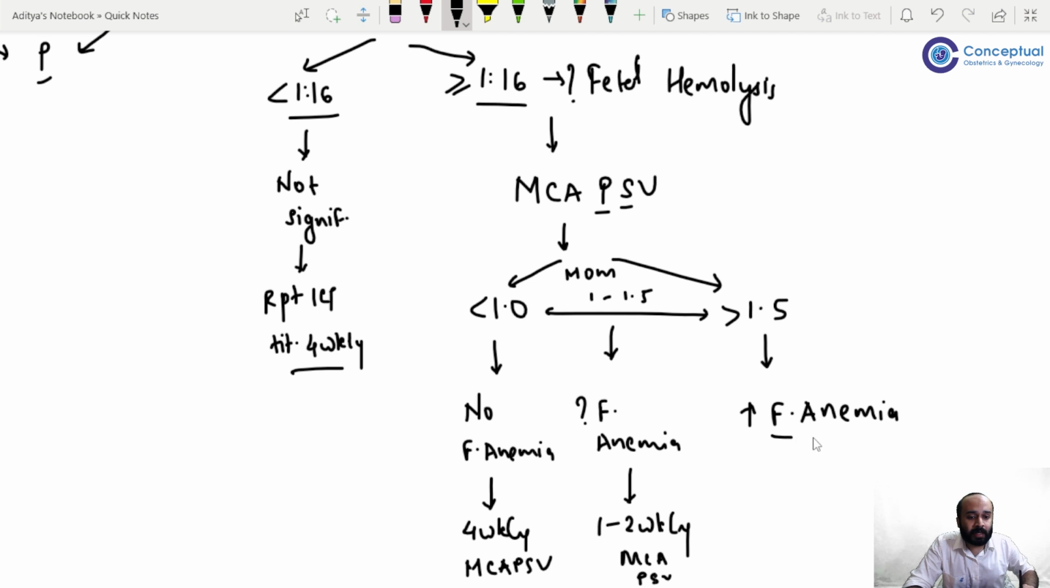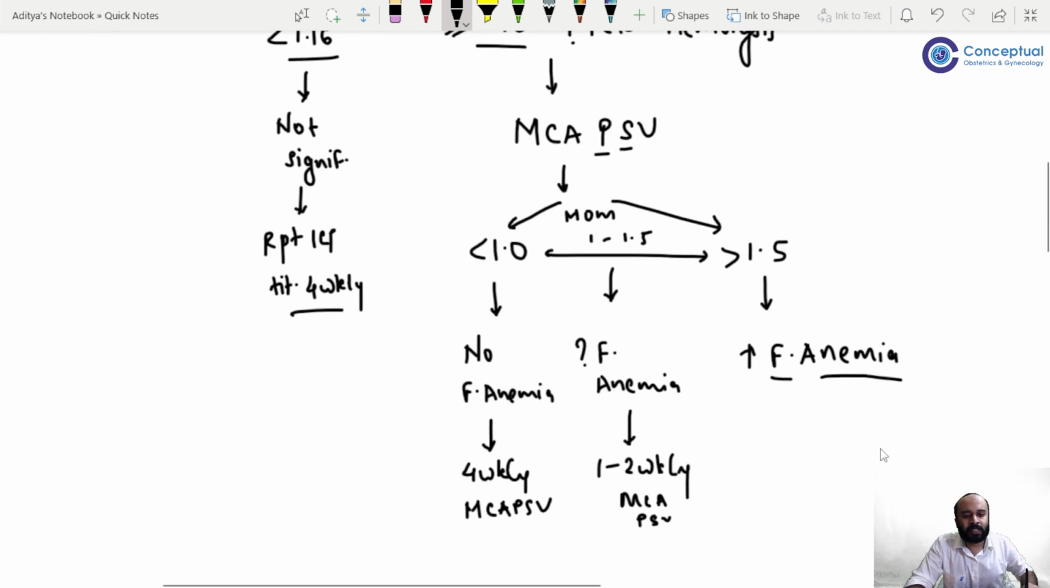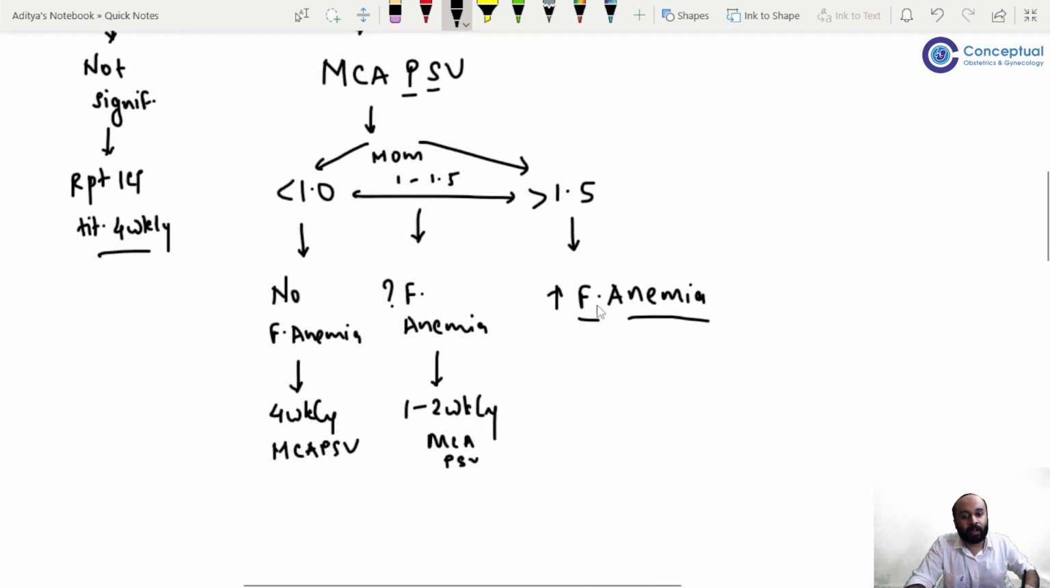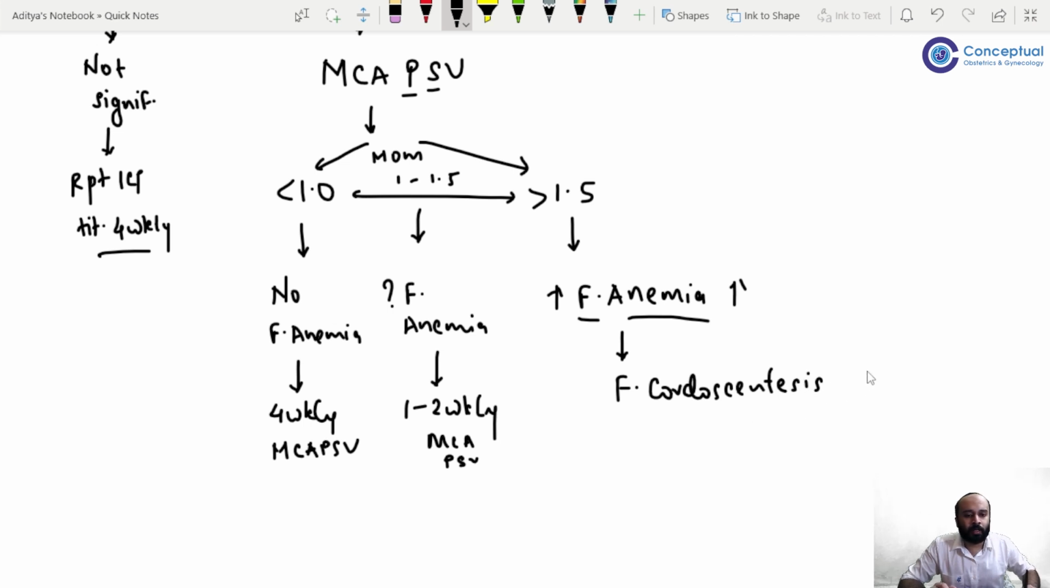But what if it is more than 1.5? At this point, I need to understand that there is a very high risk of fetal anemia. I need to check the fetal blood. So I do chordocentesis, fetal chordocentesis. Chordocentesis is basically withdrawing blood from the fetal umbilical cord. And why the umbilical cord? The umbilical cord has 3 vessels: 2 arteries and 1 vein.